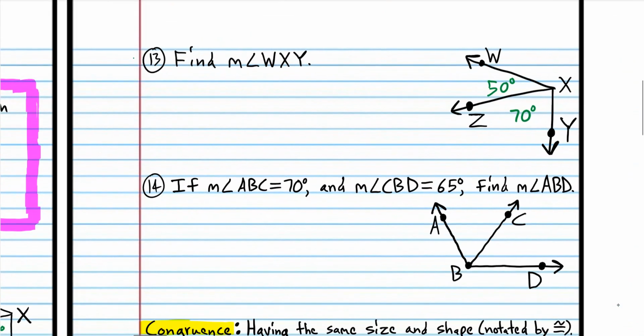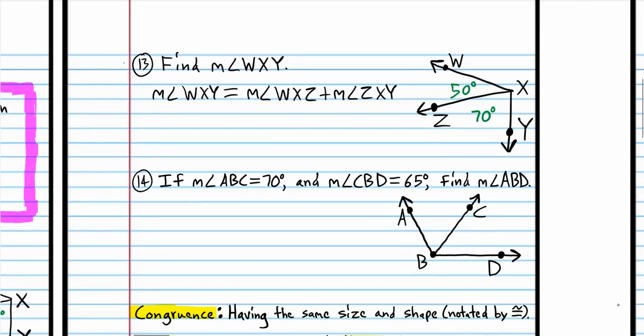All right, we're back. So we're going to use the angle addition postulate. The measure of angle WXY is equal to the measure of angle WXZ plus the measure of angle ZXY. Now again, your notation for these angles may be a little different, as long as the X is in the center of all these, then you'll be fine.